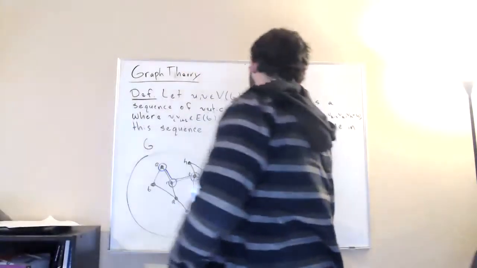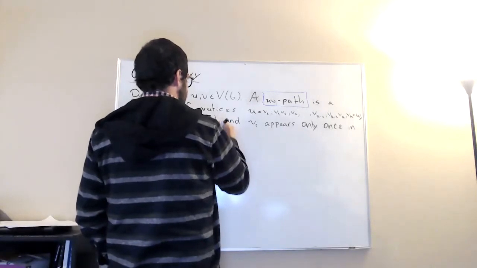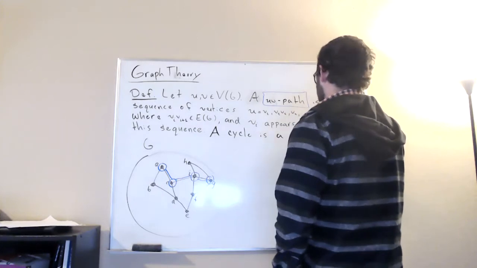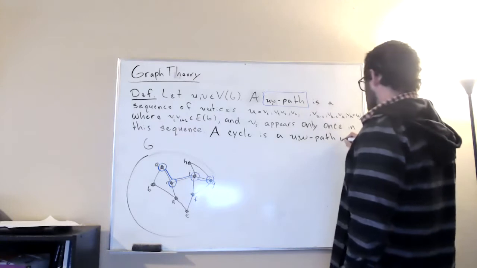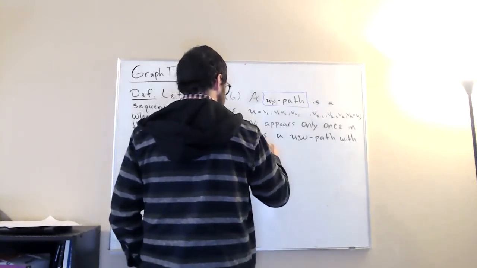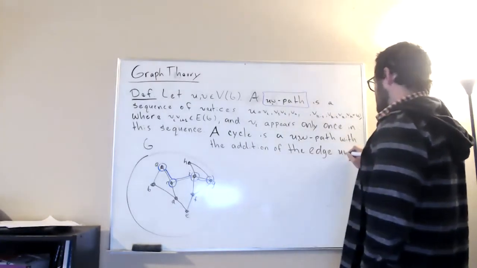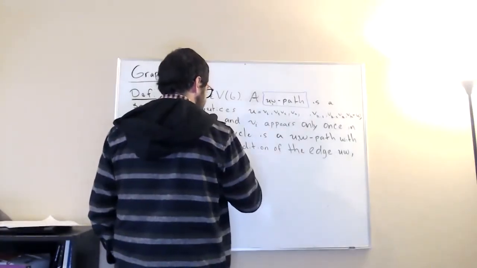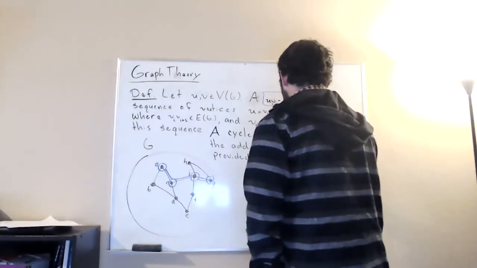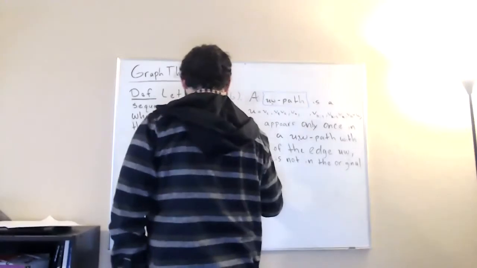So I should say, okay, let's continue this definition. So a cycle is a UW path with the addition of the edge UW, provided UW is not in the original path.